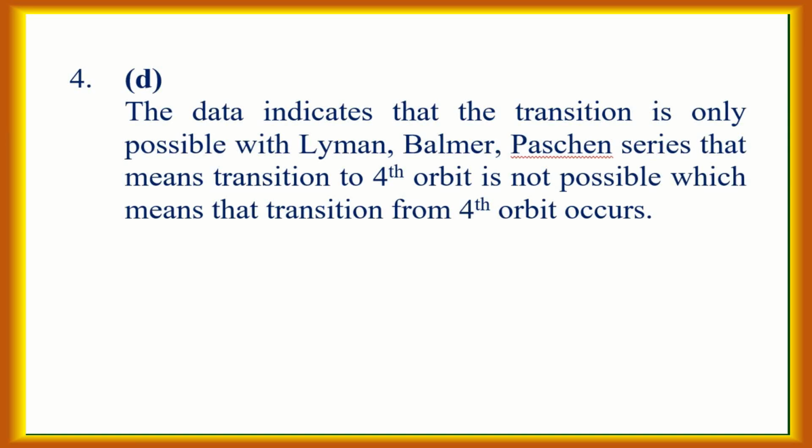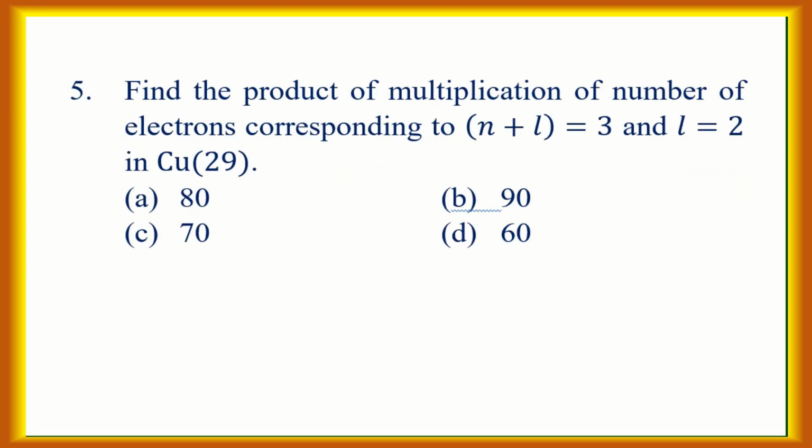So next, question 5. Find the product of the multiplication of the number of electrons corresponding to n plus l equals 3 and l equals 2 in Cu. Options are given and the answer is A.